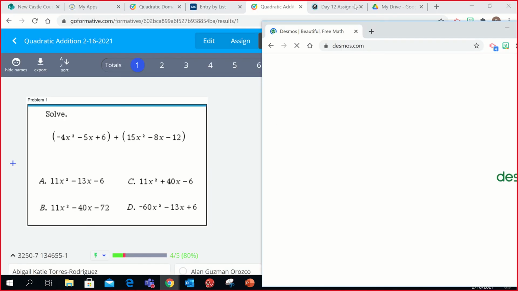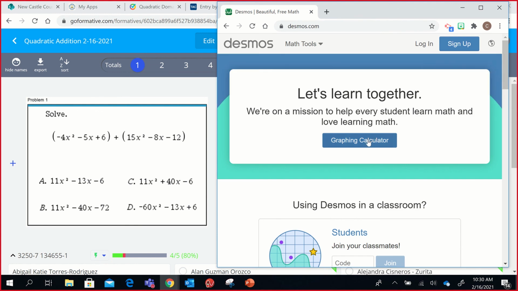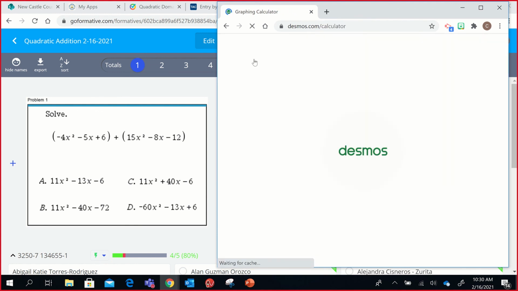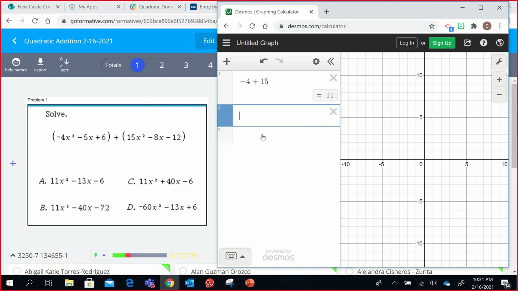I'm going to separate it. And since I did the setup, I'm going to make each level. So the first level, I had -4 plus 15. So the first element should be 11. So that gets rid of answer choice D. The second one is -5 plus -8. And it gives me -13. So I need 11 and -13.